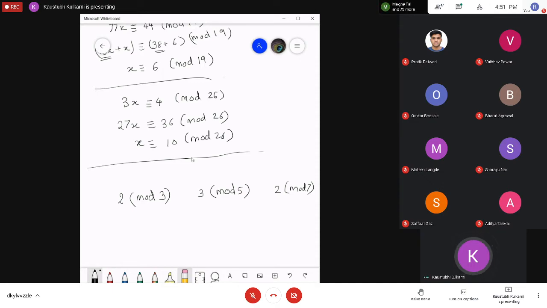Okay, the same number when divided by 3 leaves a remainder of 2, when divided by 5 leaves a remainder of 3, and when divided by 7 leaves a remainder of 2. So these are the congruences that you will get. x leaves a remainder of 2 when divided by 3. This is the kind of question that we want to solve. What is such a number?